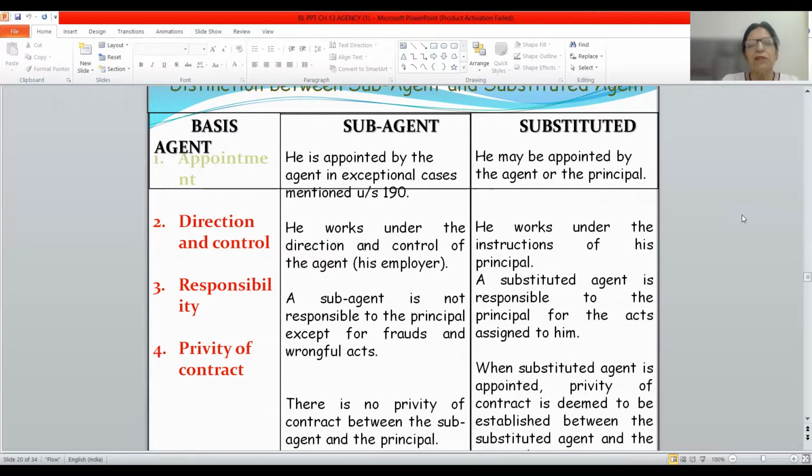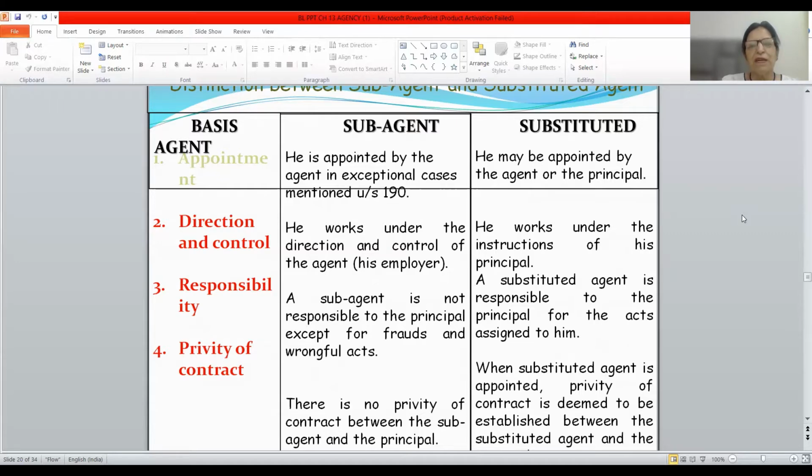Responsibility. Who is responsible to whom? A sub-agent is not responsible to the principal except for frauds and wrongful acts. A substituted agent is always responsible to the principal for the acts assigned to him. Privity of contract. There is no privity of contract between the sub-agent and the principal, but there is privity of contract between the substituted agent and the principal.